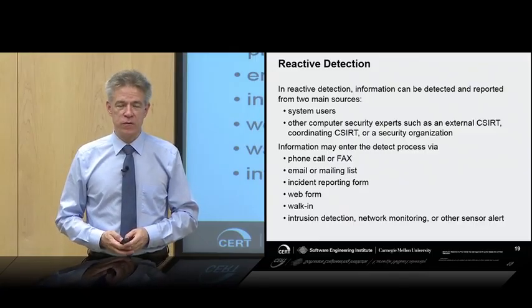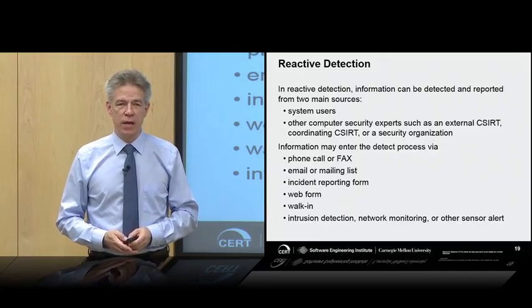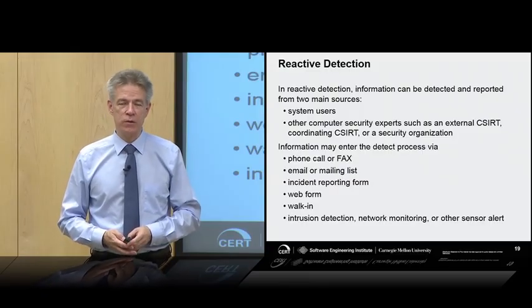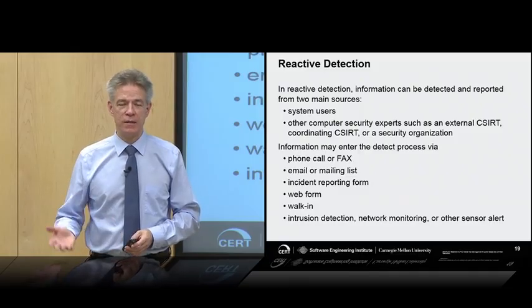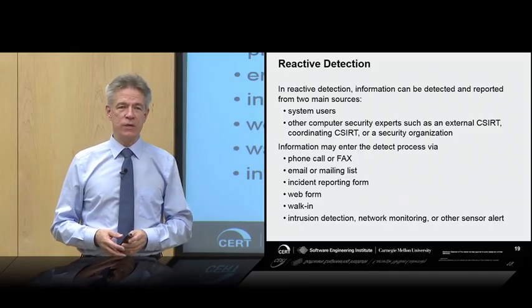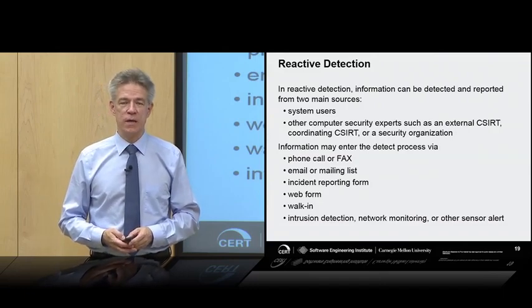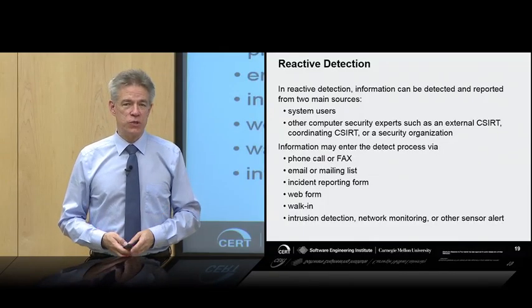Whoever reports this information to you, you want to have available different mechanisms for them to contact you. Typically people may want to call you on the phone, so they may want to have a designated phone number, and we'll talk more about this later. They may contact you through email. You may have incident reporting forms or other mechanisms for them to notify you that an incident is being submitted. You may actually have people showing up in person.